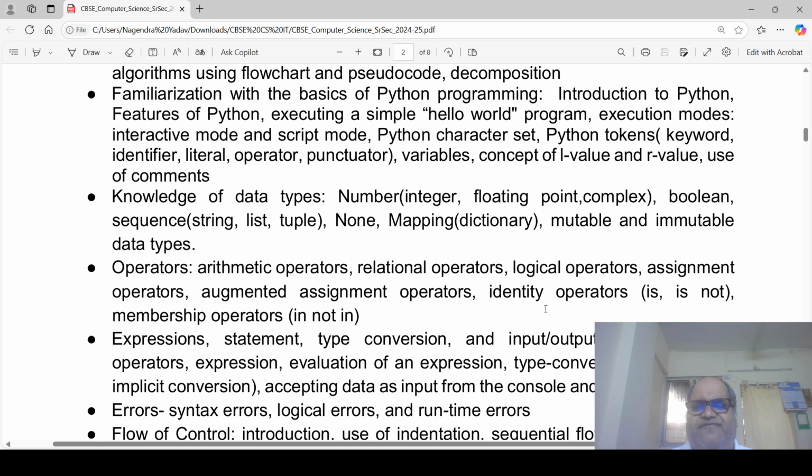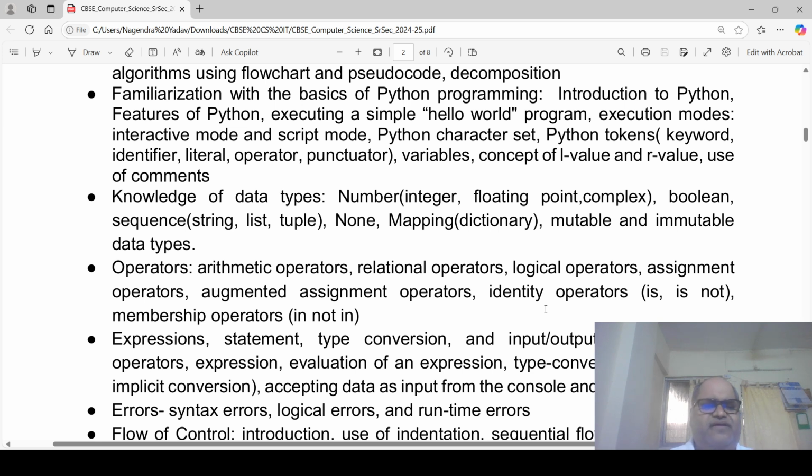And here, if you see your class 11 syllabus, they have introduced the hello world, right? The first very simple program, with execution both in interactive as well as script mode. And then you know about Python, right? What are the characters, tokens, right? So broadly the set of operators, punctuators, literals, identifiers that you can use, variables, and then the concept of L value and R value, right? So what could be on the left side of your equal statement, what could be on the right side, stuff like that.